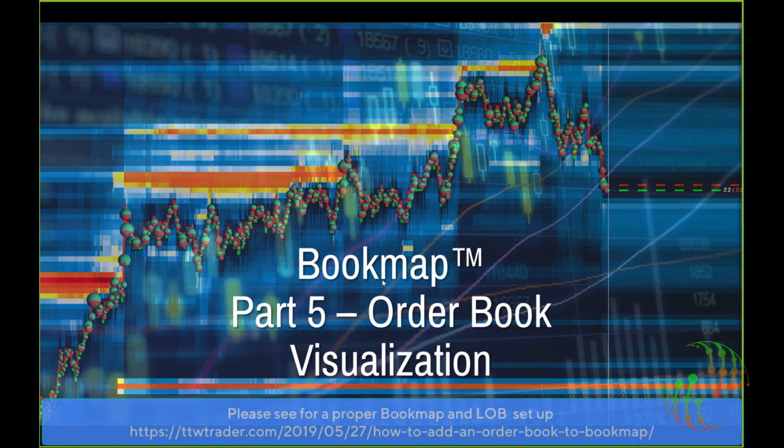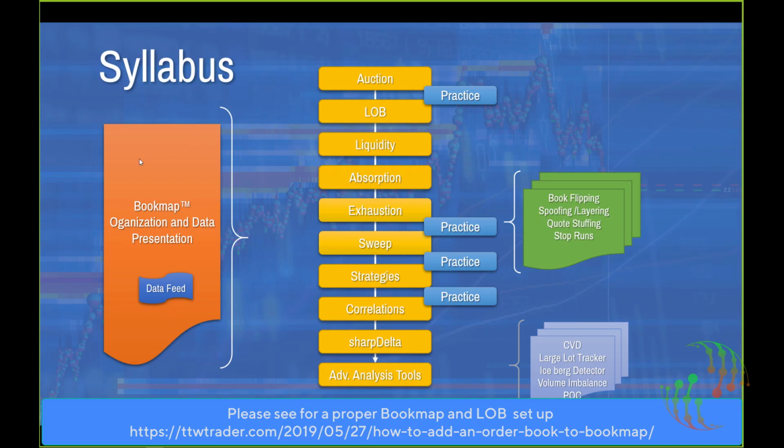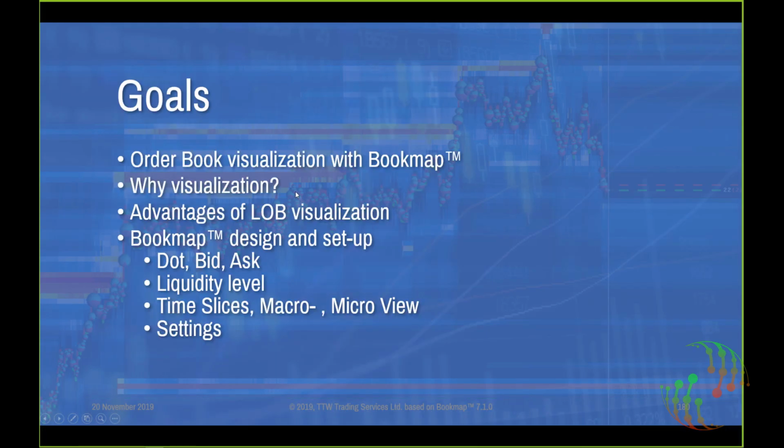What I would like to do now is go through the order book visualization. We did it all the time. I would like to mention it and to finish the day with a quiz. We are now here in the left part of the syllabus, Bookmap organization and data. Order book visualization with Bookmap. Why visualization? Advantages of limit order book visualization. Bookmap design and setup, bid ask, liquidity level, time slices, macro and micro view and settings.